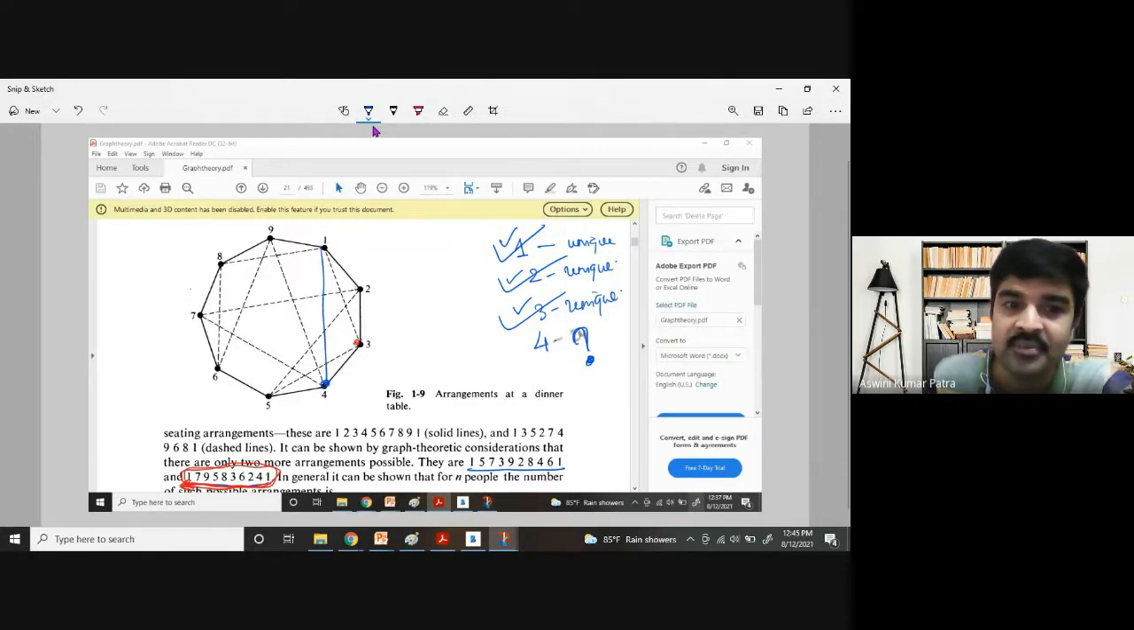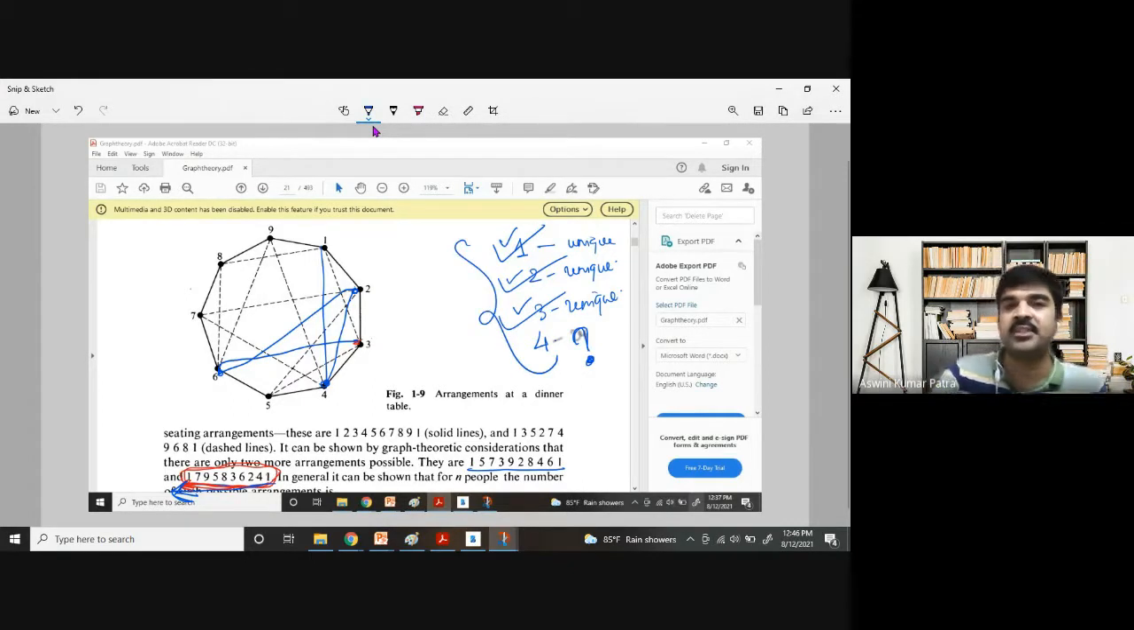Then at this point of time, I can get the answer for 2. Okay, then 2 to 6, then 6 to 3, and so on. So this reverse order we can get. So this way I can have 4 unique solutions.